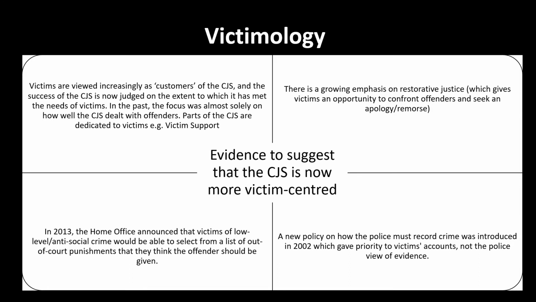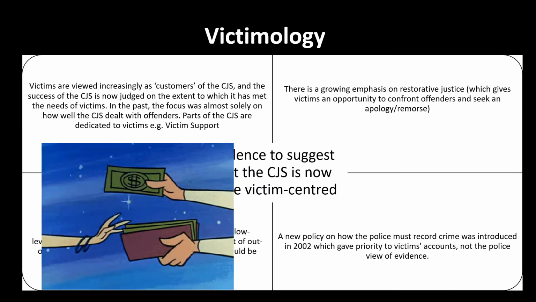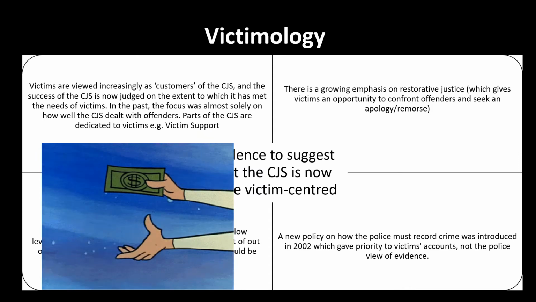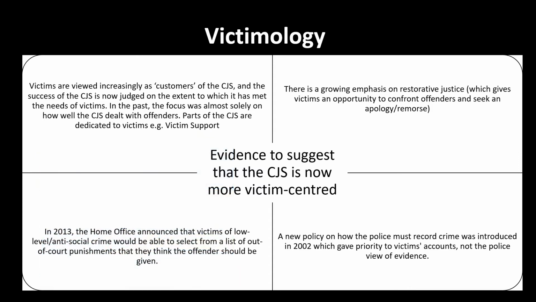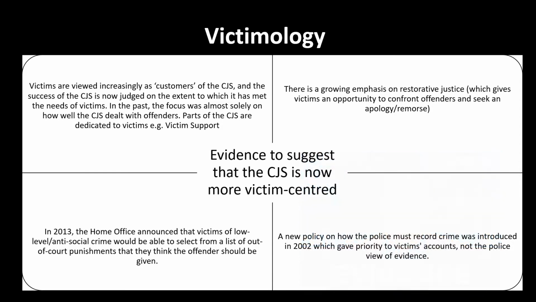Bottom left, we've got the 2013 Home Office announcement that victims of low-level antisocial crime should be able to effectively choose from a list the out-of-court punishments that can be given to the offender. That could be fines, community service, or making them take part in voluntary schemes. So it could be figuring out what way you want to punish someone. And last but not least, in 2002, a new policy was introduced where police must record crime and give priority to the evidence that victims put forward, their accounts of crime and deviance. So that's how the criminal justice system started to focus more on victims.